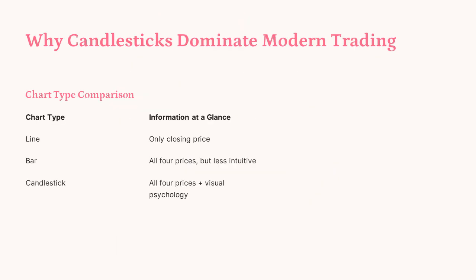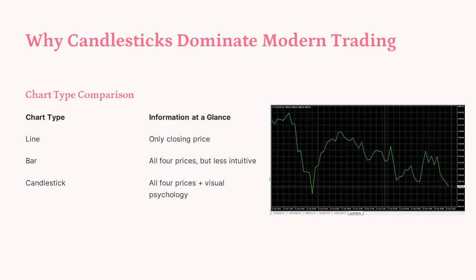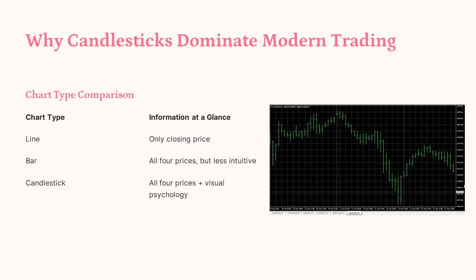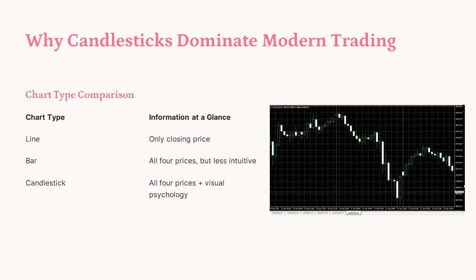So why have candlesticks become the dominant chart type? Let me show you. Compare these three charts, showing the exact same price data. A line chart connects only the closing prices. It's simple, but you lose a lot of information. You can't see the highs, the lows, or how the candle opened. A bar chart shows all four prices: open, high, low, close. But it's not intuitive. You have to study each bar to understand what happened. A candlestick chart shows the same four prices, but in a visual format that your brain processes instantly. You can see at a glance whether buyers or sellers won, how decisively they won, and whether there was rejection at the highs or lows.